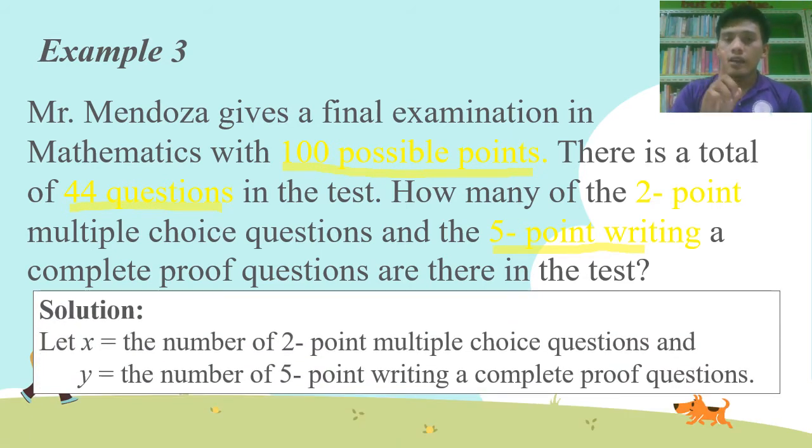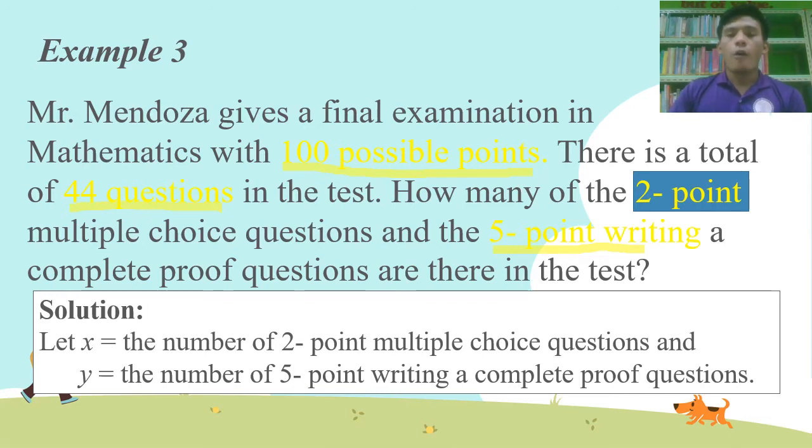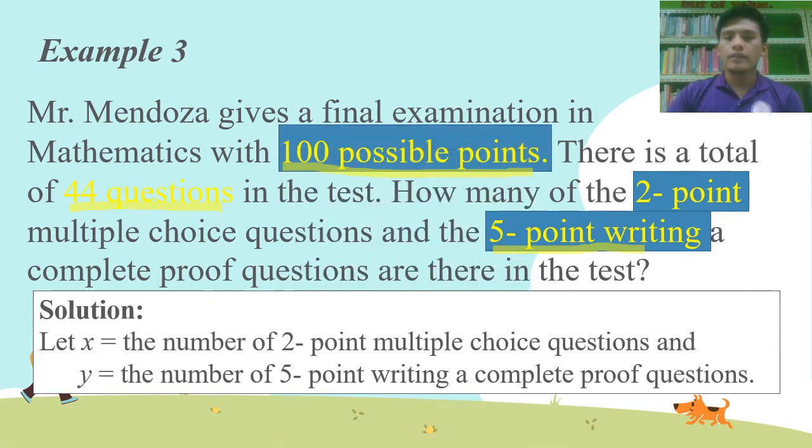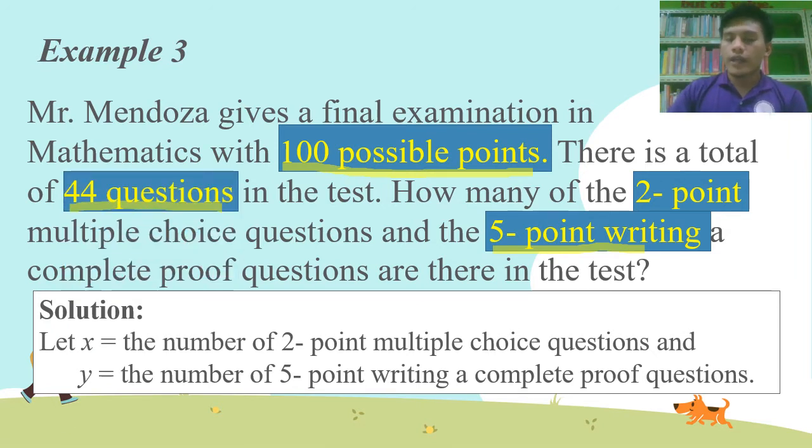Solution. We let x be the number of 2-point multiple choice questions and y be the number of 5-point writing a complete proof questions. Please take note of that. 100 possible points will be the total for the final examination in mathematics. 44 questions will be the total questions in the test.